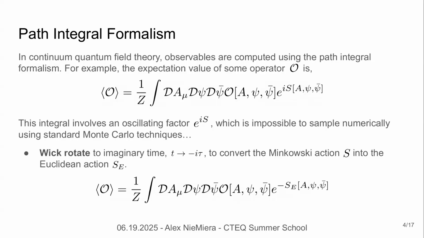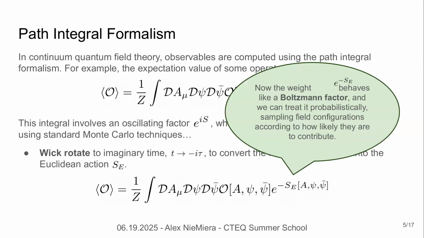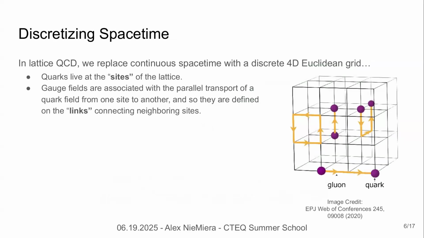And so we can get around this problem by doing a Wick rotation, and this rotates time into the complex plane and converts our Minkowski action into the Euclidean action. So now the weight, this exponential, behaves like a Boltzmann factor, and so we can treat this probabilistically by sampling the field configurations. So now that we have a problem that's numerically feasible, we need to set up our lattice, and we can do this by discretizing space-time into a 4D Euclidean grid, where we have these quarks living at what we call the lattice sites and our gluons on these gauge links that connect these neighboring sites.